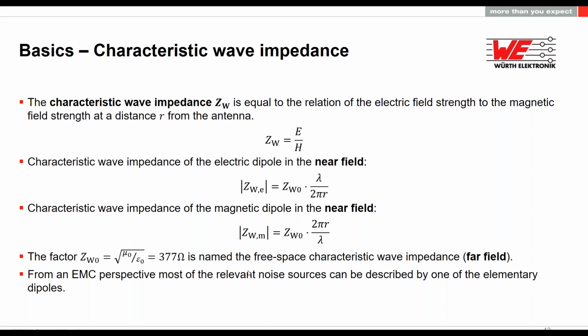From an EMC perspective, most of the relevant noise sources can be described by one of the elementary dipoles. So if we check antennas, we can see electric dipoles or magnetic dipoles.